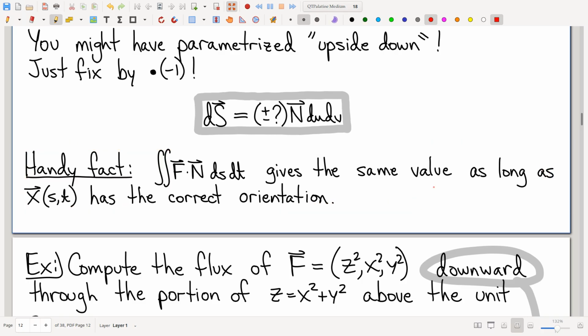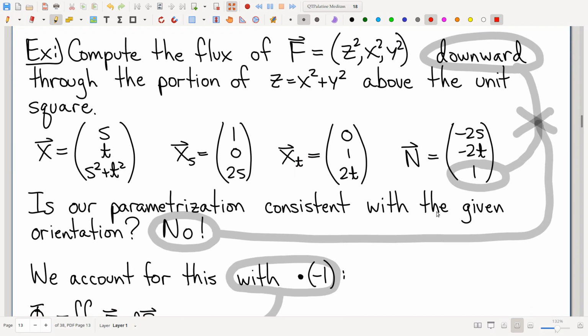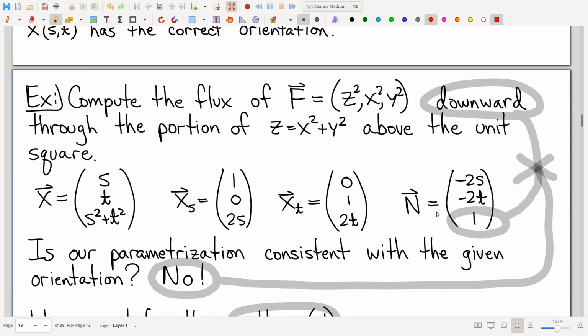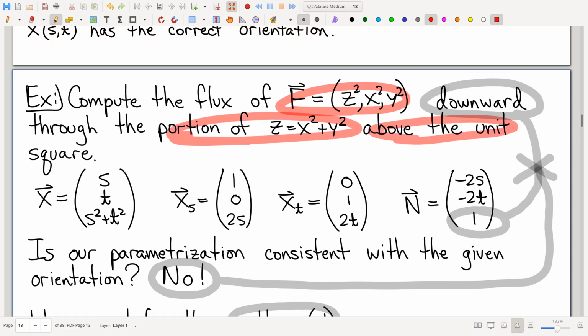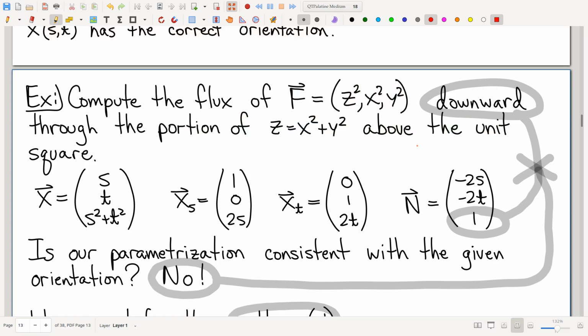Okay, so here's an example. We want to compute a flux of this vector field through a portion of that surface, specifically above the unit square. In fact, this is practically the exact same example we did previously. Same vector field, same surface, same part of that surface. The only thing that's different is that here you see I'm orienting the surface downward. A downward oriented portion of that surface.